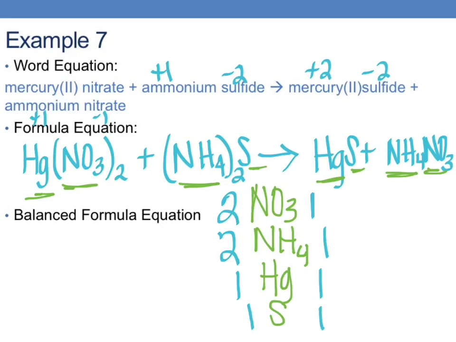All right, is what's going in the same as what's coming out? No. So how are we going to get this to balance out? So added to here. That means now I have 2 NH4s, and now I have 2 NO3s.